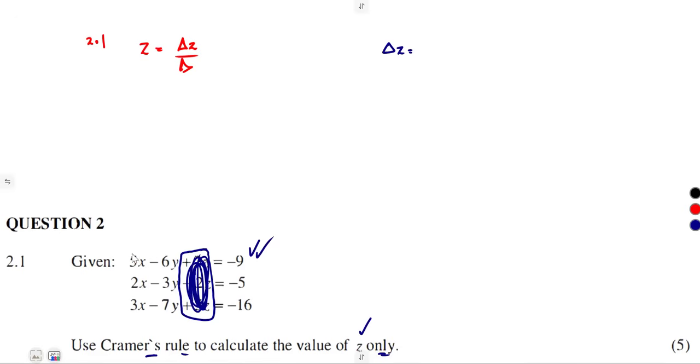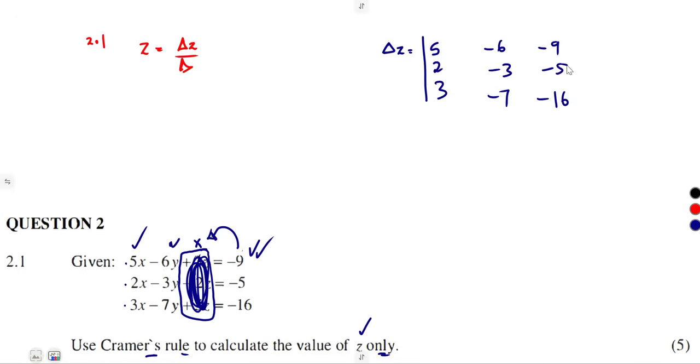All right. So we are going to take this part as it is of our x. So that's 5, 2, 3 as it is. The part of y as it is, minus 6, minus 3, minus 7. Then the part where z is, that's where you substitute these constants as they are, which is negative 9, negative 5, negative 16.